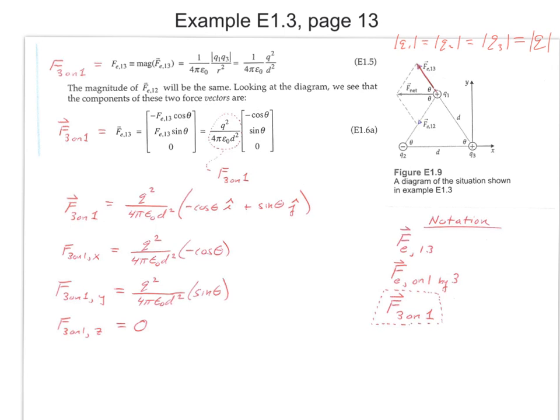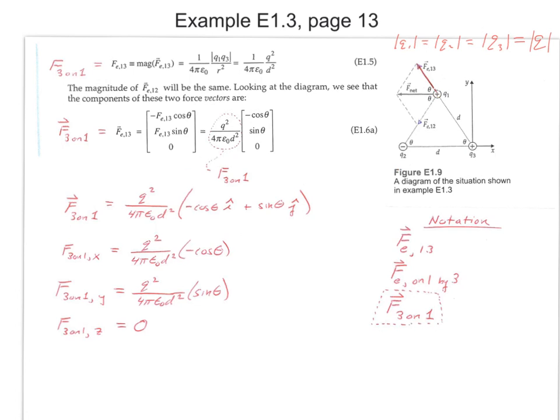Example E1.3 on page 13 of your text is a problem in which the net electrical force on charge Q1 due to charges Q2 and Q3 is calculated. Now, I'm not going to go through this whole example in detail. Rather, what I want to do is look at one of the parts of this problem, namely the force that charge Q3 exerts on charge Q1, which is expressed in this interesting notation here. And I want to make a few remarks about the notation, about magnitudes of vectors, and about vectors.